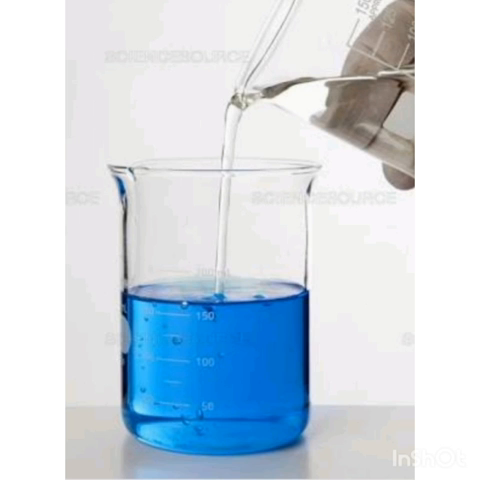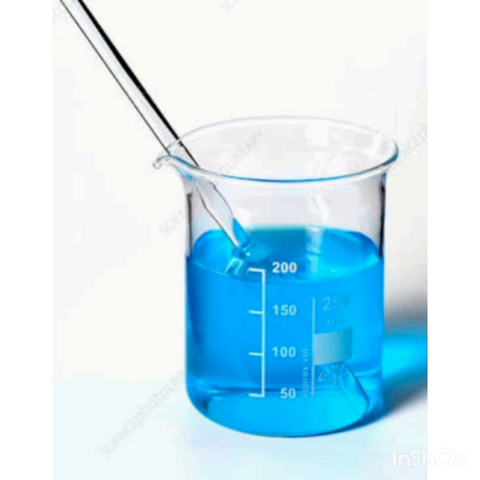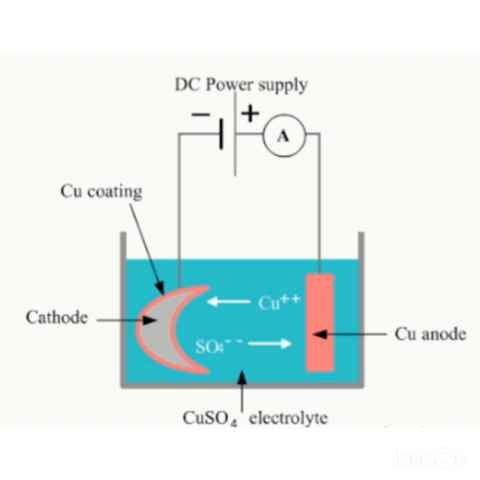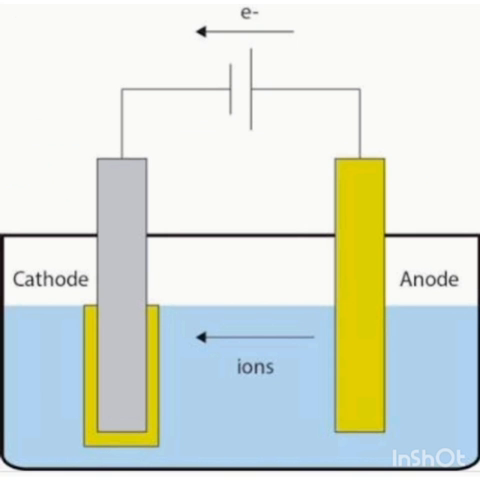In copper electroplating, the metal to be coated is copper and therefore copper-containing CuSO4 solution is taken as the electrolyte. The object to be coated by copper is connected to the negative terminal of the power supply and is called the cathode. In a similar way, a piece of metallic copper is connected to the positive terminal of the power supply and is called the anode.